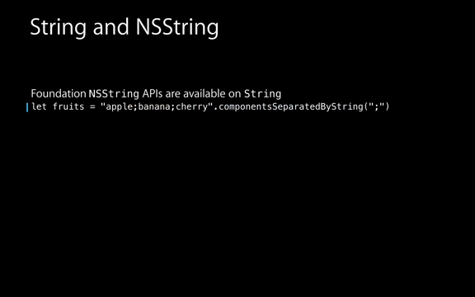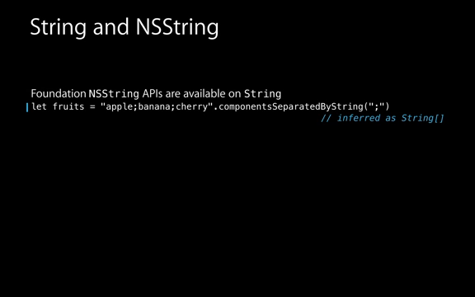Last thing I want to talk about with strings is the relationship between string and NSString. So NSString has a wealth of really great text processing APIs that you've probably been using for years. So we've made all of those Foundation APIs directly available on the string type. So the APIs you know and love are there. You can use them. Now in doing so, we've made them a little bit more Swift. We've tightened up the type signatures so that if you're going to split a string into its components, well, you're going to get back an array of strings rather than just an array of somethings.